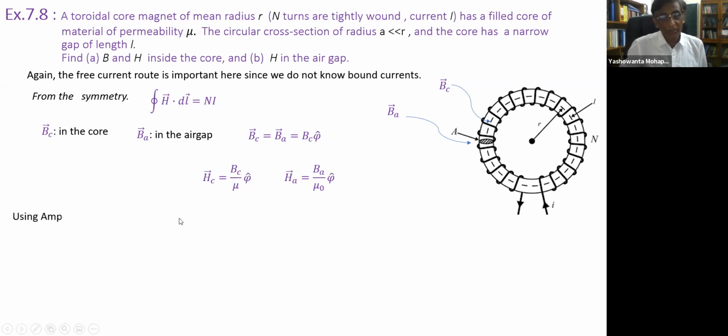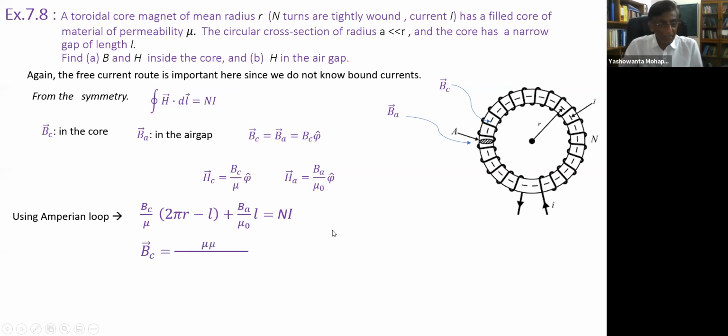All right. So now I'll use Ampere's law. It is simple. So this is 2 pi, there is an air gap L. Then BC by mu times 2 pi R minus L, and BA by mu naught into L, and that must be equal to Ni, just rewriting this with this symmetry.